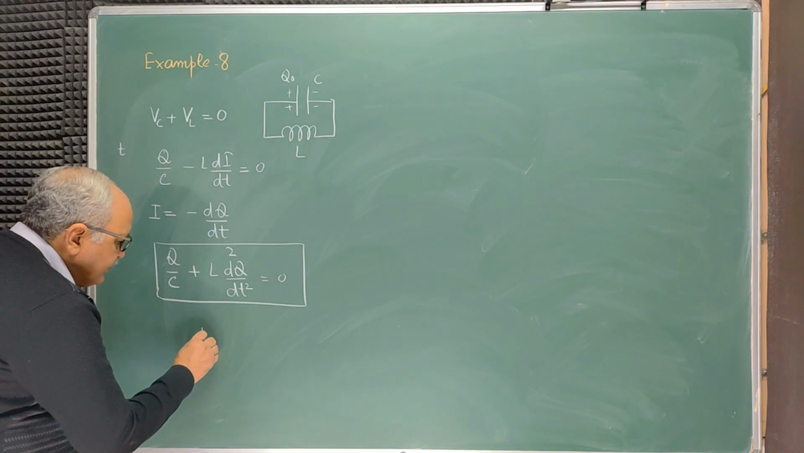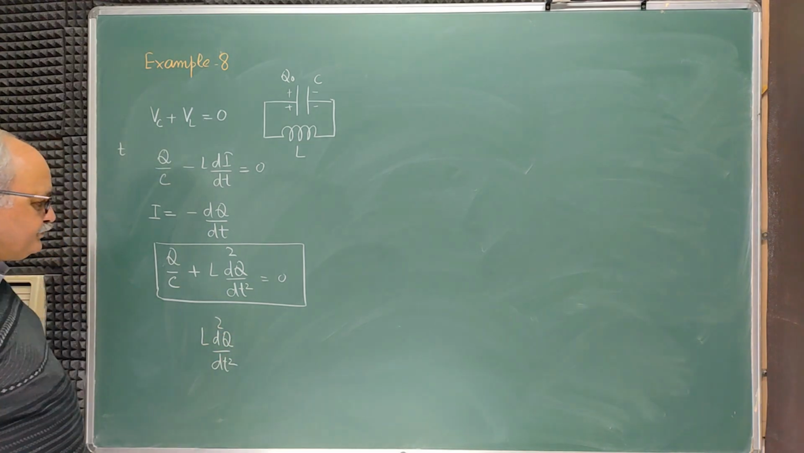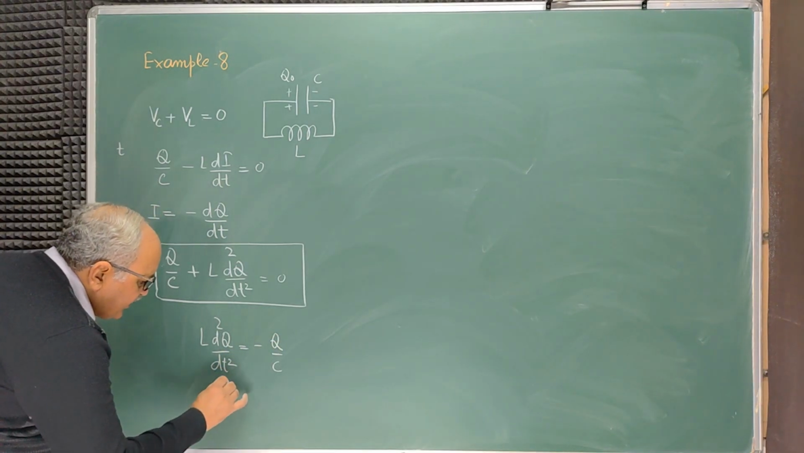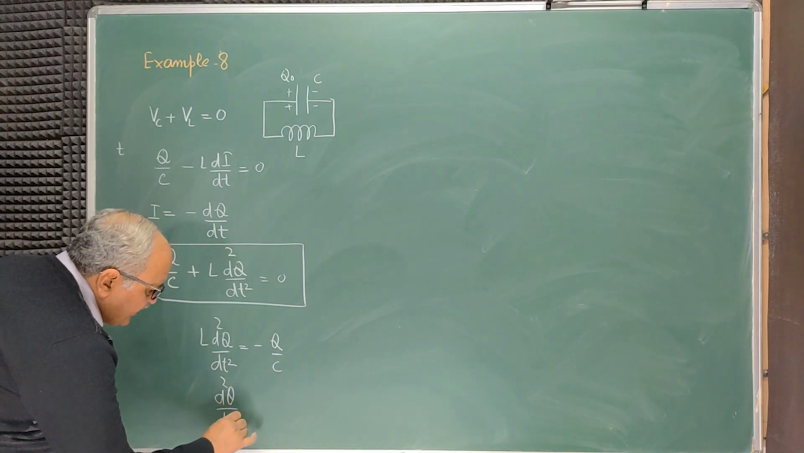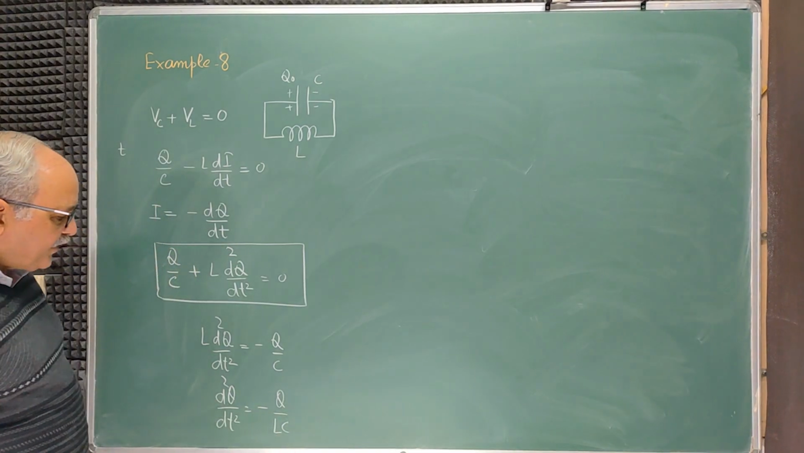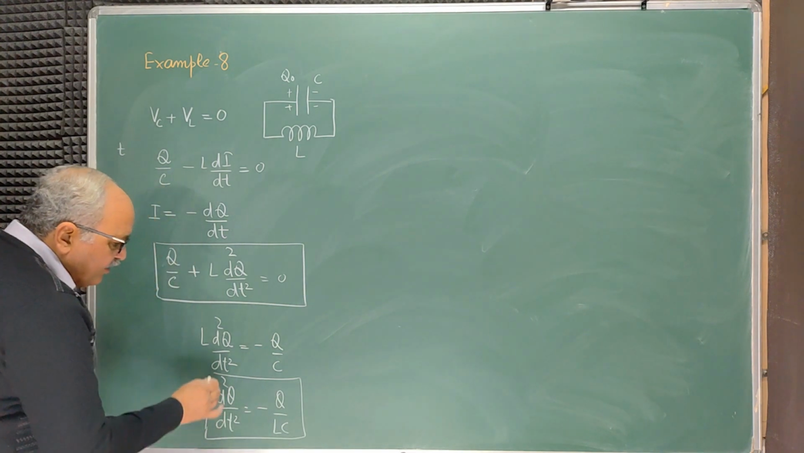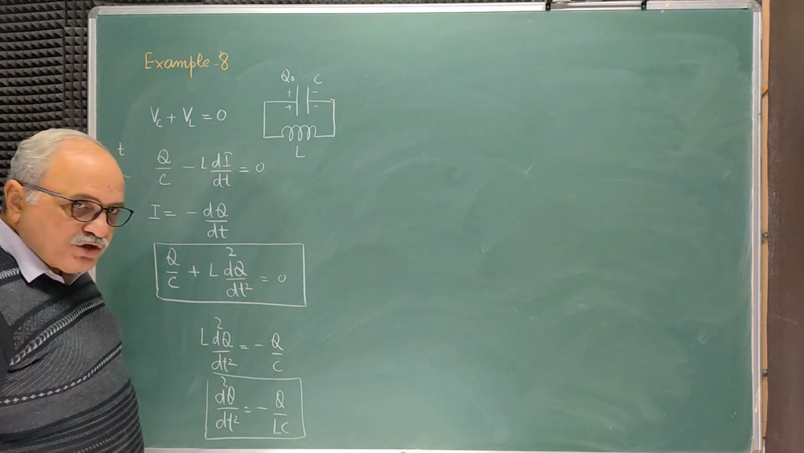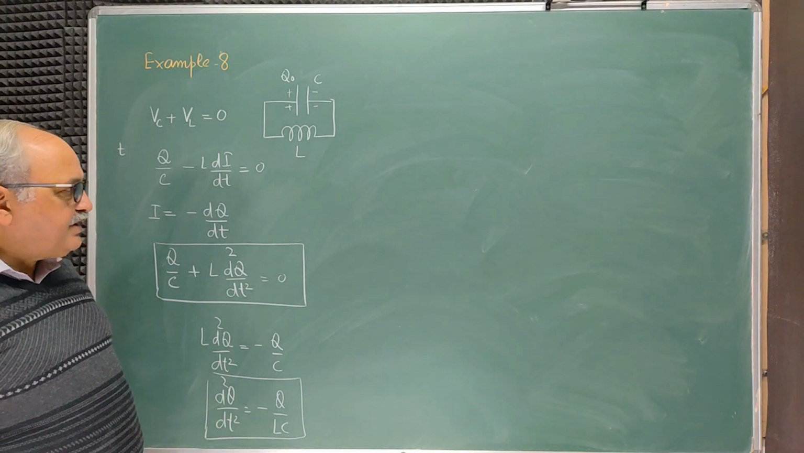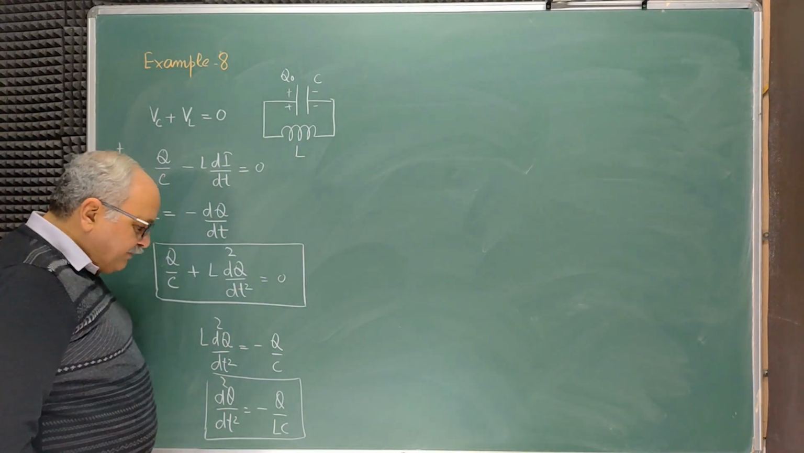Now let's solve it. This is d²Q/dt² plus Q/C, so this is d²Q/dt² plus Q divided by LC equals 0. This is the form similar to the one we have seen for simple harmonic motion. Obviously the charge will oscillate in this type of circuit, assuming the inductor to be a pure inductor and the capacitor to be a pure capacitor.